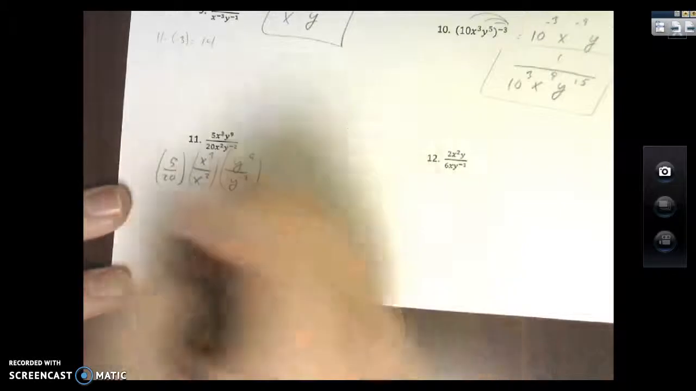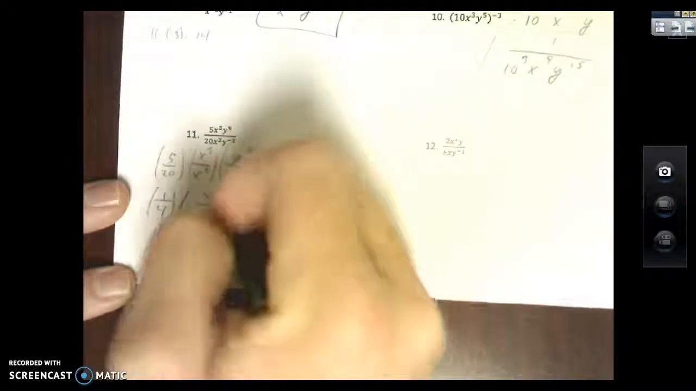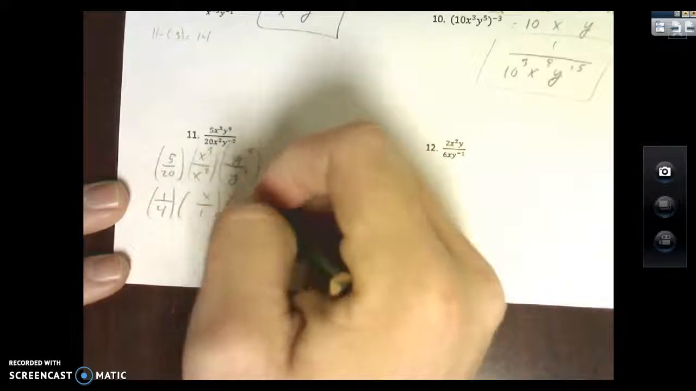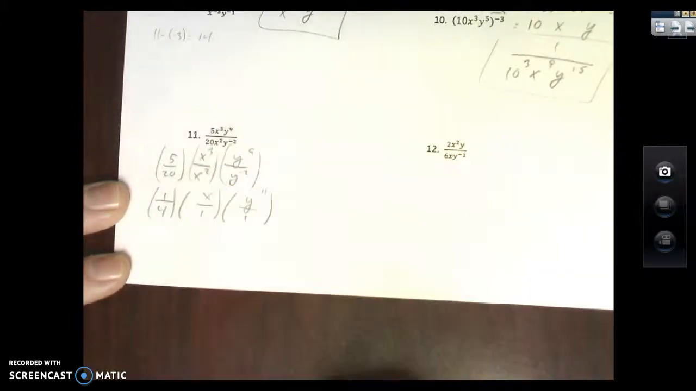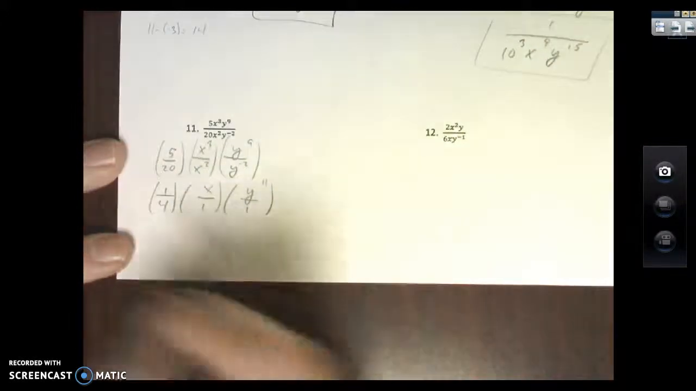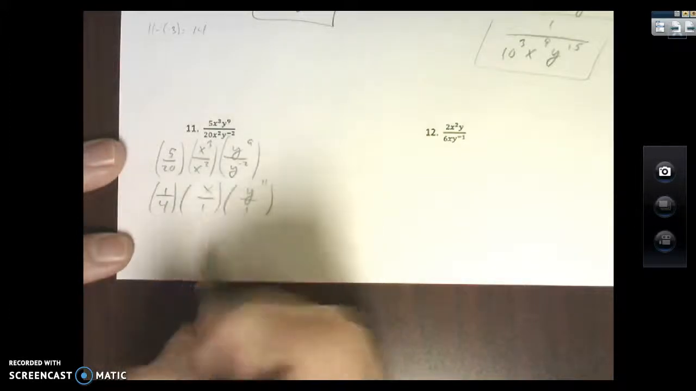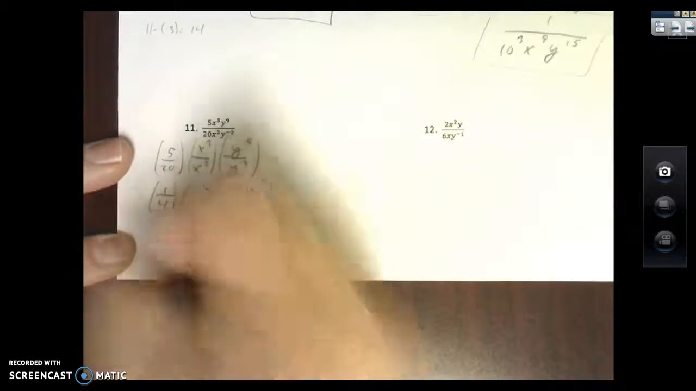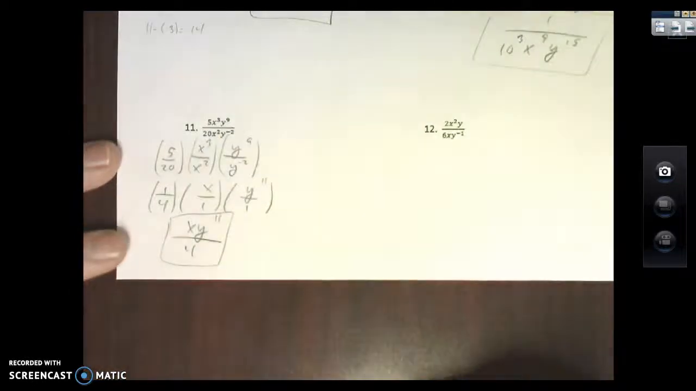5 over 20 reduces to 1/4. X to the third over x squared is just x over 1. And then 9 minus negative 2 becomes 9 plus 2, which is 11. Now that I have everything completely cleaned up, I'm multiplying tops, multiplying bottoms, numerators, denominators. X, y to the 11th over 4. There we go.